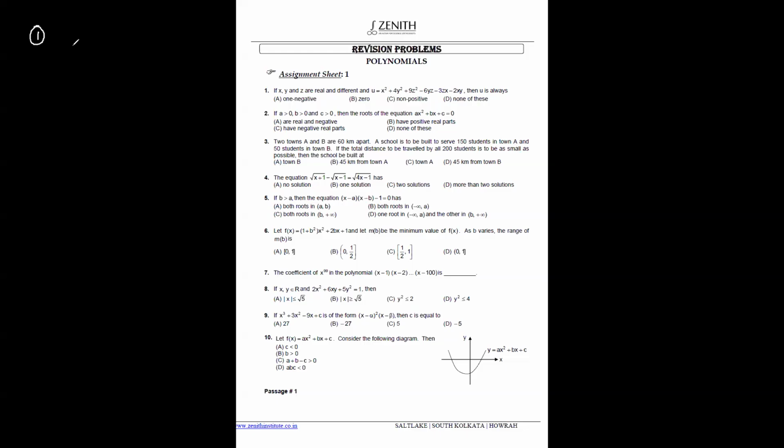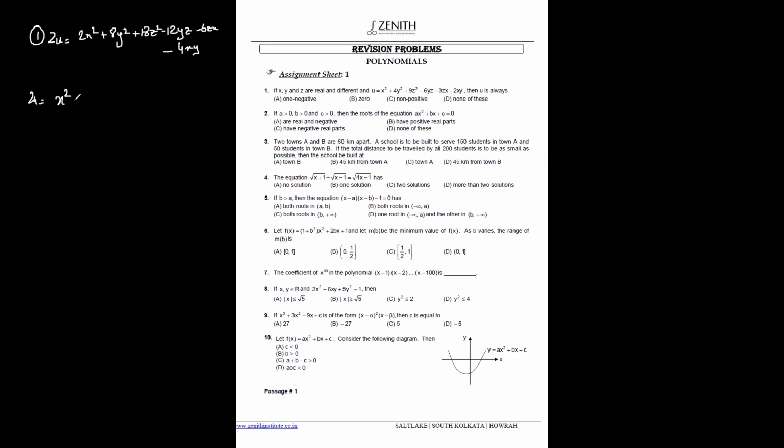Question number one. If x, y, z are real, then u is always... How do you solve for u? Multiply both the sides by 2. So we have 2x square plus 8y square plus 18z square minus 12yz minus 6zx and minus 4xy. And then pair the terms something like this.